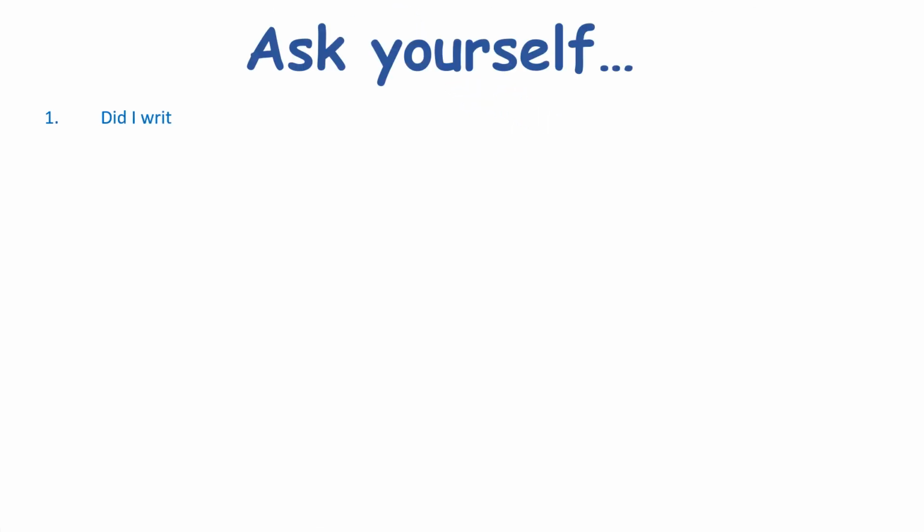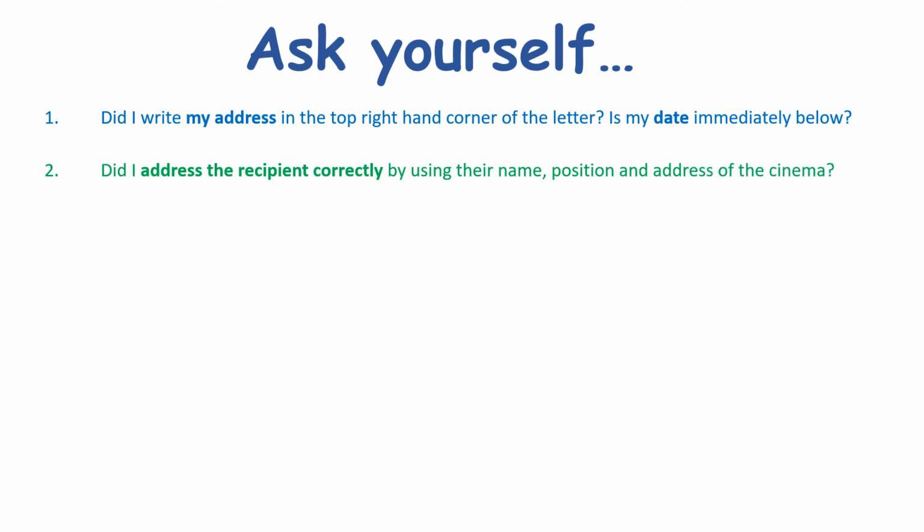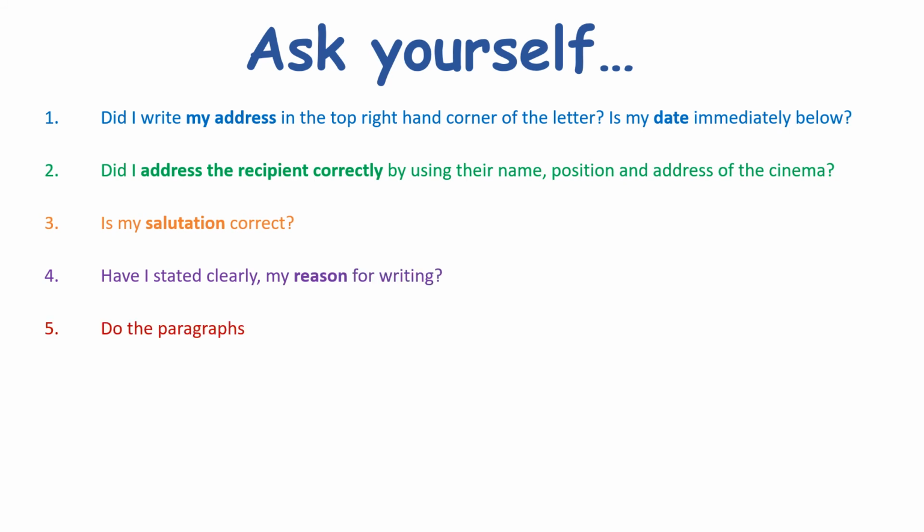So we know that self-assessment is key for everything you write. Once you have completed your letter, I would like you to ask yourself these questions. Did I write my address in the top right-hand corner of the letter? And is my date immediately below this? Did I address the recipient correctly by using their name if I have it, position and address of the cinema? Is my salutation correct? Have I stated clearly my reason for writing in my introduction?